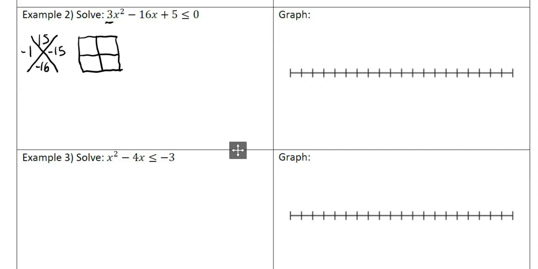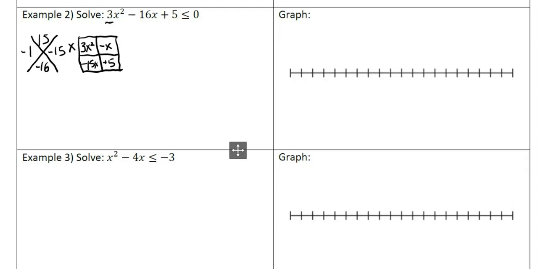And we put 3x squared in the top right. We put plus 5, our constant term, in the bottom right. And then negative 16x, we use the numbers that we found. So let's put negative x here and negative 15x. Negative x would be negative 1. So then we factor each row and each column by greatest common factor. The greatest common factor between 3x squared and minus x would be x.